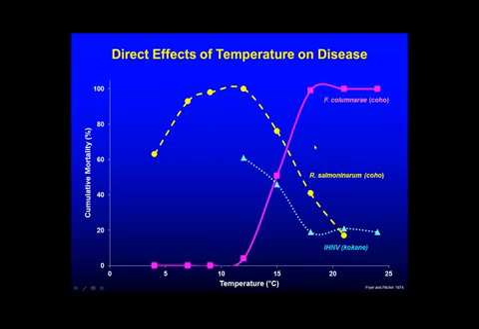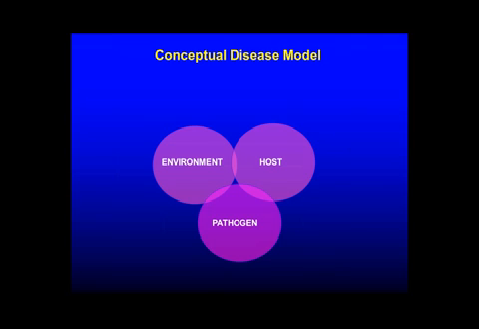And under normal situations, these three components coexist in harmony without any disease occurring. But when perturbations happen, for example, climate change or other perturbations, these three components come out of alignment, and you get this area of overlap here in the middle, and this is where we get disease occurring.